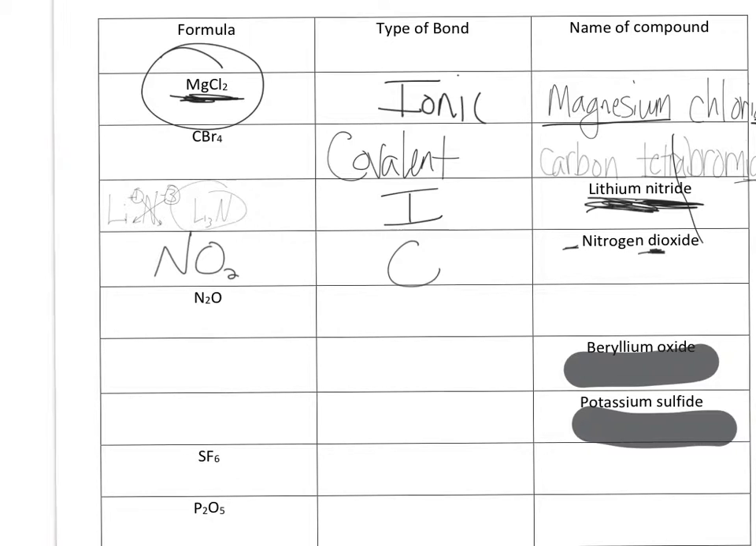It's one of those things where you just have to ask yourself what elements are involved. Are they metal, non-metal? If they're 2 non-metals, I'm using the Greek prefix. If it's metal, non-metal, I'm using the crisscross method. Not overly difficult. Remember, you never use Greek prefixes when you deal with ionic. It's only covalent.